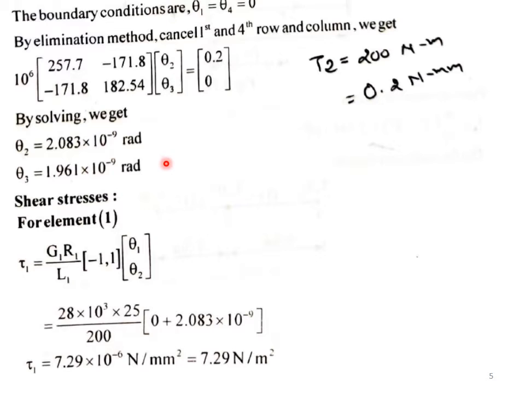Next we have to find the shear stresses. Shear stress for element 1, tau 1 is equal to G1 R1 by L1, [minus 1, 1], theta 1 and theta 2. These are the angles of twist, theta 1, theta 2, for element 1, that is node 1 and node 2. 28 into 10 to the power of 3, 25 divided by 200, 0 plus 2.083 into 10 to the power of minus 9. Upon solving, we get the value of tau 1 as 7.29 into 10 to the power of minus 6 Newton per mm square. It is 7.29 Newton per meter square.